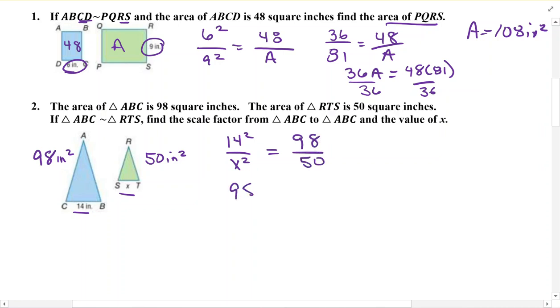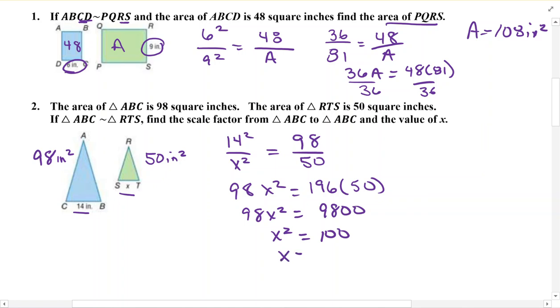I would then have 98 x squared equals 14 squared times 50. So 14 squared is 196 times 50. I have 98x squared equals 9800. So x squared would equal 100. Square root both sides, and I have x equals plus or minus 10. So I now know that x equals 10.